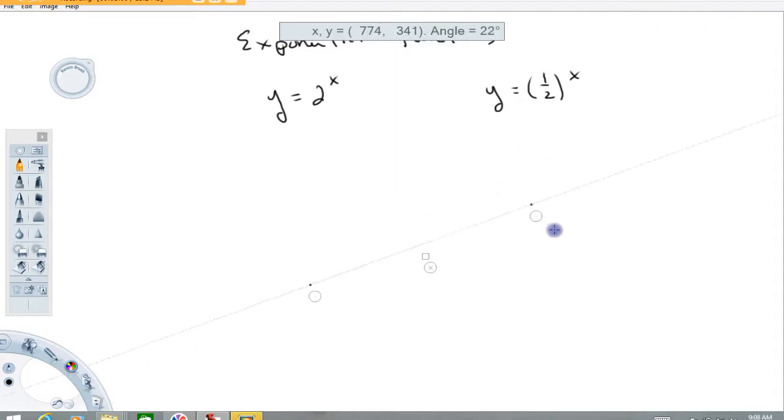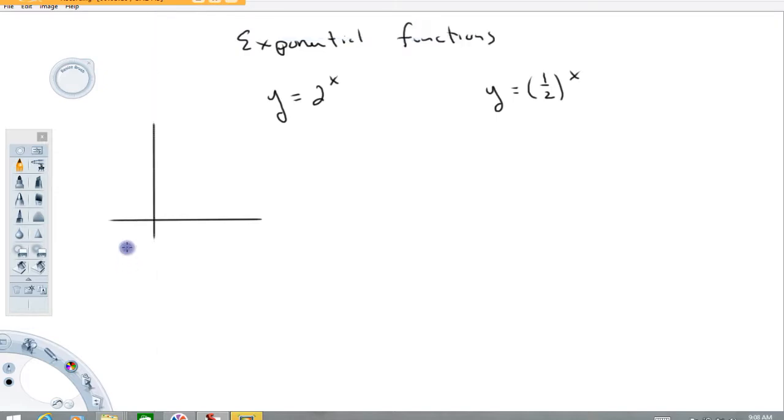To do that, I'm going to draw myself a pretty good coordinate system. It's not perfect, it doesn't need to be perfect, but I'm going to do 1, 2, 3, 4, and then 1, 2, 3, 4, 5, 6, 7, 8, but I'm not going to label them.